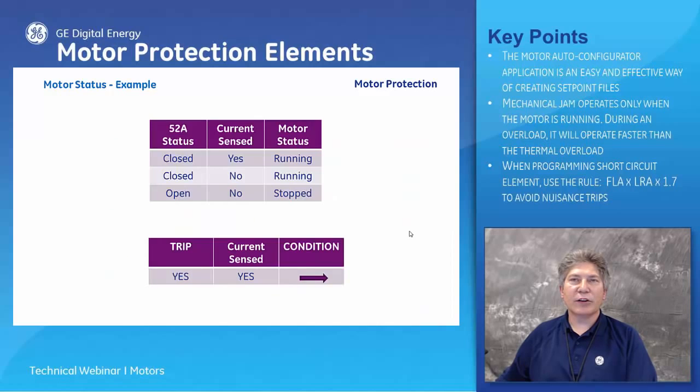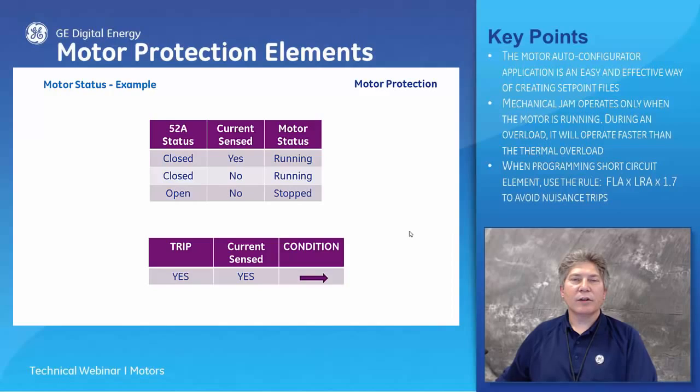So let's take a look at some of the motor status examples here. In our example, the spare input is configured as a starter status 52A. And if we look at the different examples here, if 52A is closed and the relay is sensing current, then the motor status is running. If the 52A is closed and the relay is not sensing current, then the motor status is still running. If the 52A is open and the relay is not sensing current, then the motor status is stopped.